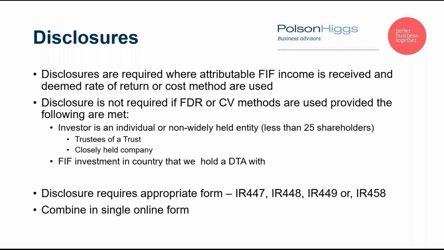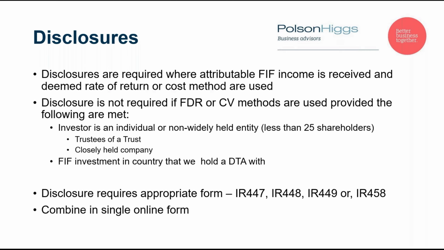There are some times I don't need to make a disclosure. I don't need to make a disclosure if I'm using those first 2 methods, the FDR and CV method, and I'm not a widely held entity, so smaller individuals, trusts alike, and the FIF investment is in a country where we hold a DTA. A DTA is a double tax agreement. We have a number of those with a number of countries around the world which effectively prevent double taxation between them. So long as we have a DTA with those countries and my FIF interest is in that country and I'm a small holder, I don't have to do a disclosure. So for most people, that knocks out the majority of people from having to do them.